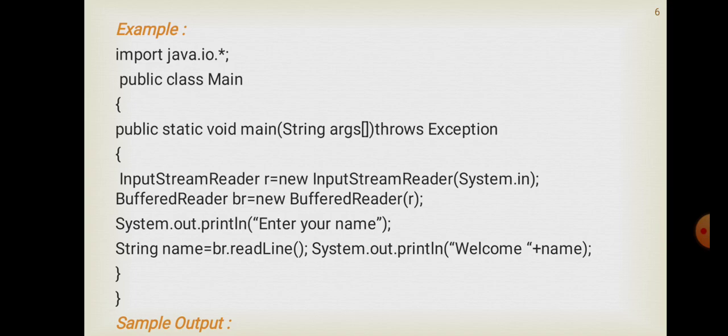In this example we have written the main function. Then we have to create an object for the InputStreamReader, and get the value. The value is stored in a buffer called BufferedReader, and from the BufferedReader, if you want to read a particular string, you have to use the readLine() function. So you have to use br.readLine(), which is given to the string. Here this won't return an integer value, it directly returns the string value.